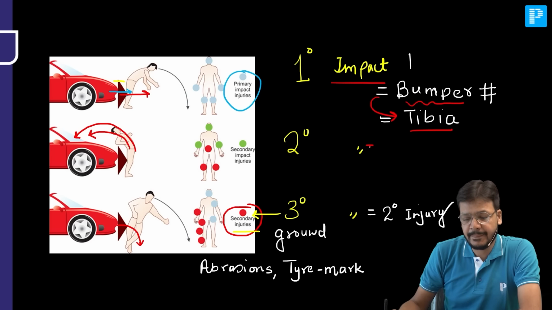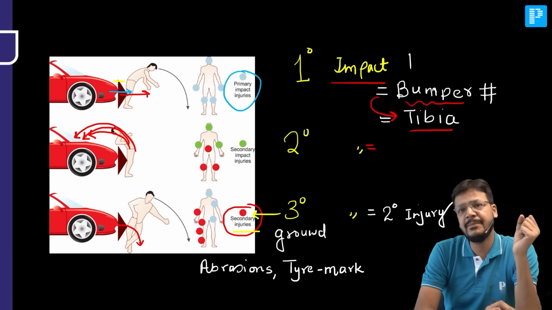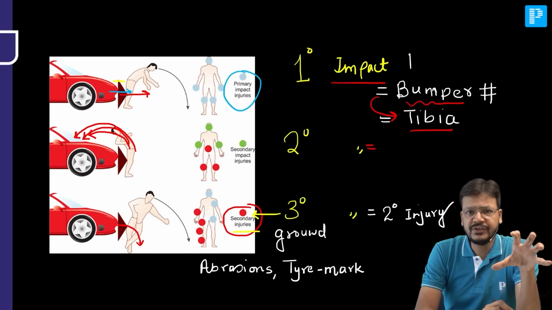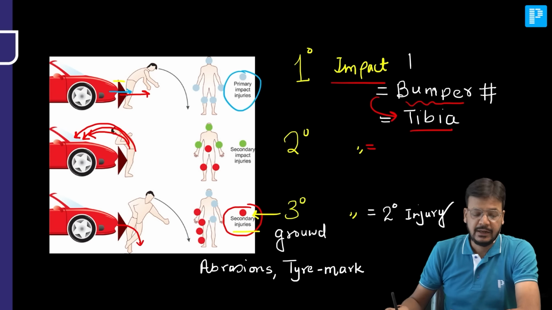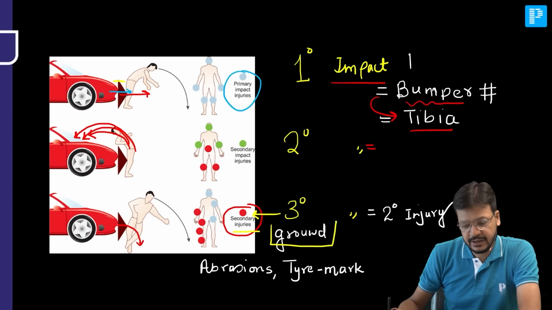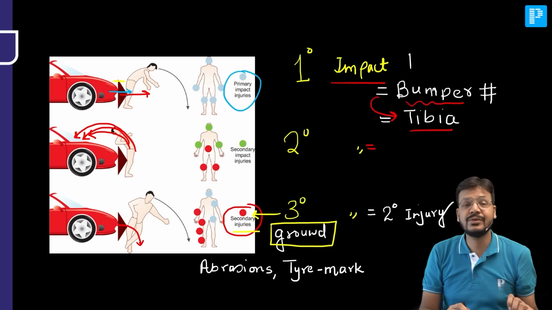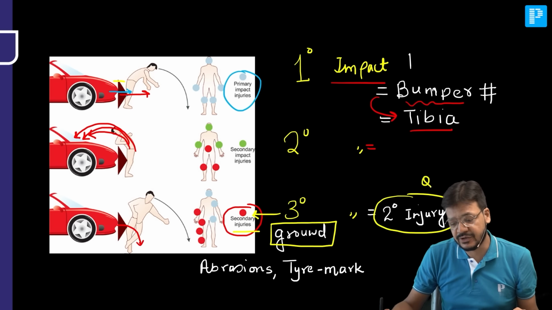Now secondary impact injury: when you are going over the glass or bonnet, that is a secondary impact injury. So first impact is primary impact; you are going over the glass or bonnet, secondary impact. Now, my dear friends, you are hitting the ground. That is a tertiary impact. Friends, one question comes in exam: tertiary impact is also known as secondary injury.